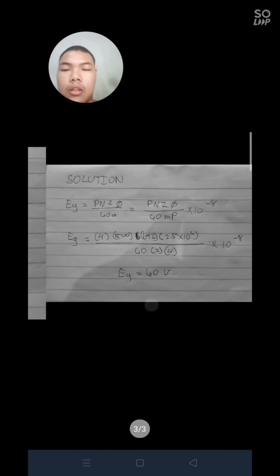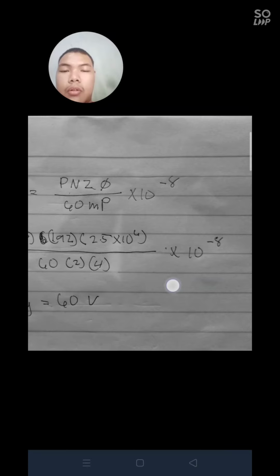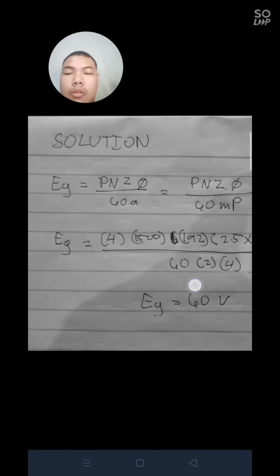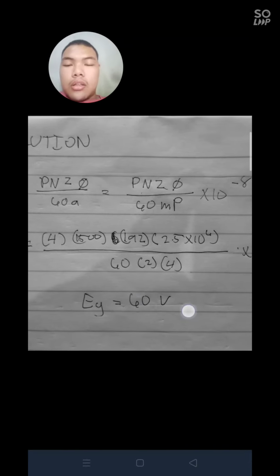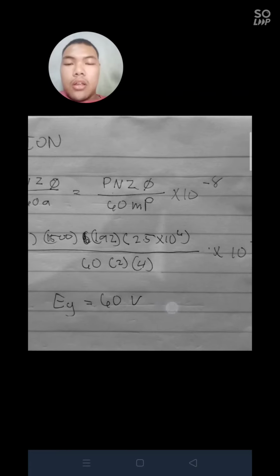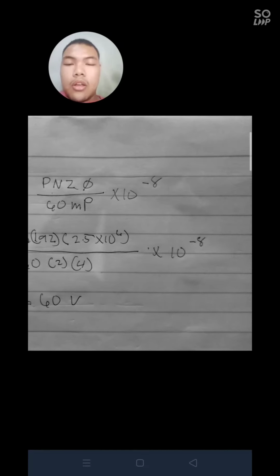So let's substitute. Our formula is PNZ flux over 60 times A, times 10 to the power of negative 8. So P is 4, N is 1,500, Z is 192, flux is 2.5 times 10 to the power of 6, all over 60 times 2 times 4, times 10 to the power of negative 8. So the answer is 60 volts.